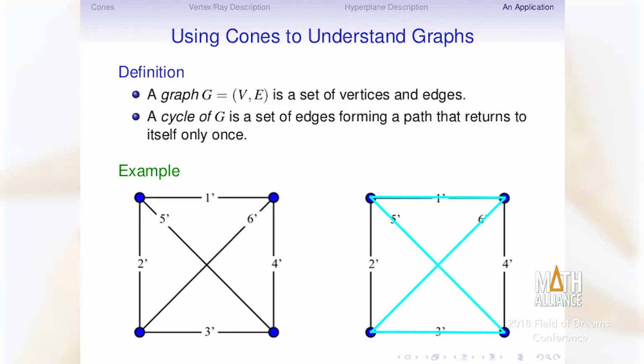So just a quick and dirty definition of a graph. We want to take a set of vertices, some points in space, and then we're going to take a collection of edges, which are just identifying 2 points together. One example of such a graph is this one here called the complete graph on 4 nodes, or K4.